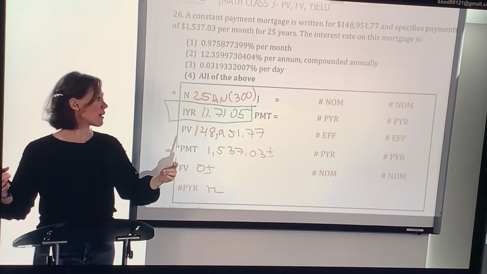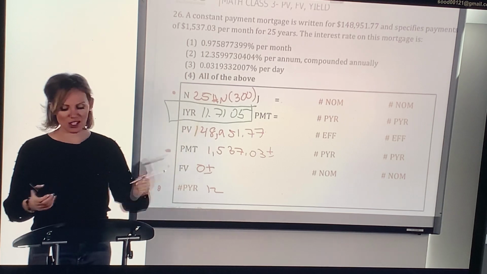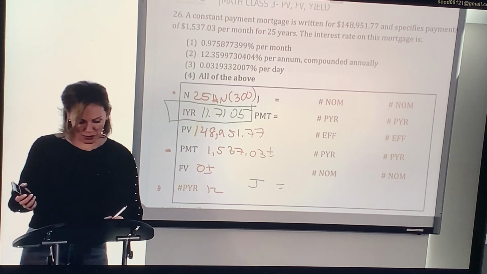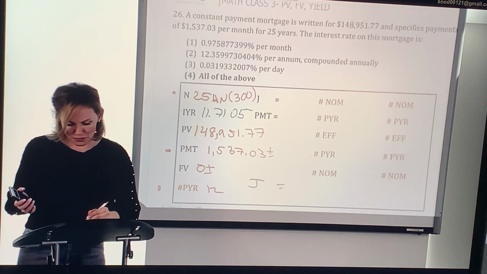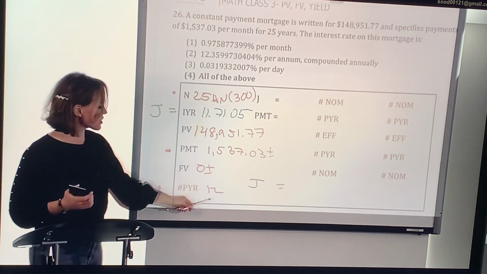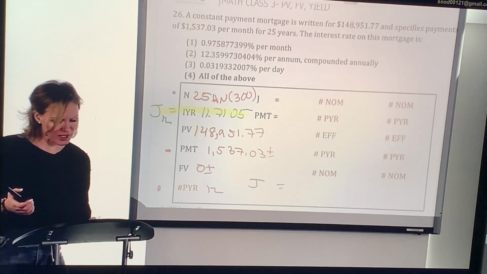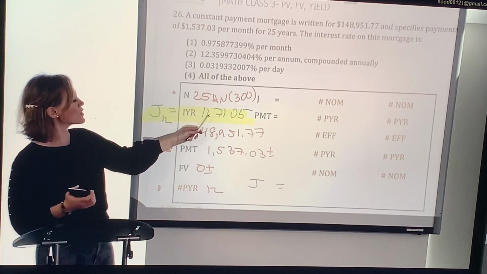Okay, so what's your next job after this? You have to figure out, what is this? Is that a J what? Is that a J1, J2, J3? So how do you know what you have in here? Look back at your PYR. If your PYR is 12, that means that is a J12 equals 11.71. So this is what we found so far, right?